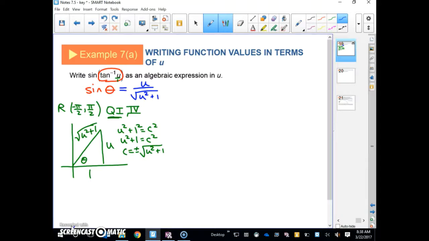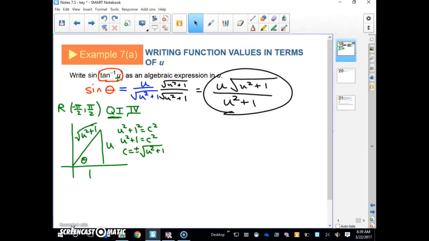And so we do what we always do. We rationalize the denominator. And that gets me this big old mess up on the top. U times the square root of u squared plus 1. On the bottom, the square root goes away. You can combine those. You get just regular u squared plus 1. And that's it. So maybe that's easier than having numbers. We didn't have to do a whole bunch of algebra and stuff with the numbers.